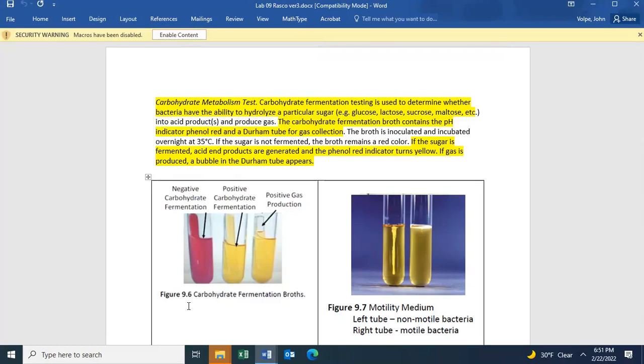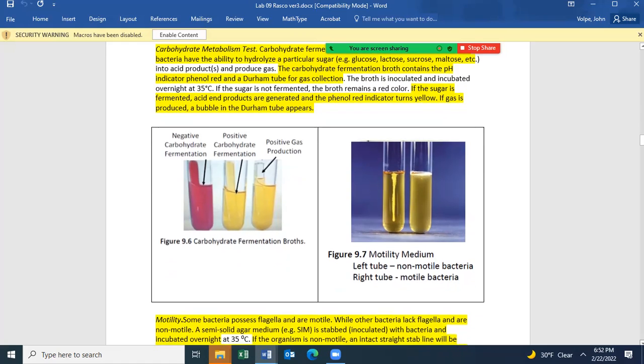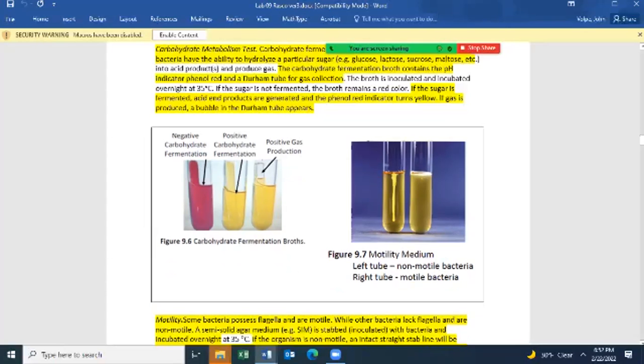There will only be one sugar in the tube. And we usually call that like the PR lactose test, the PR glucose test. But here we're just calling it the carbohydrate metabolism test. There will be one sugar in there to test for the fermentation of that sugar. And you could test for all of them. You just have to run different tubes that have different sugars in them. All right, any question about the carbohydrate metabolism test?